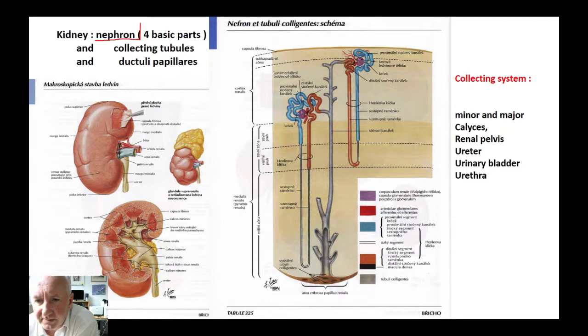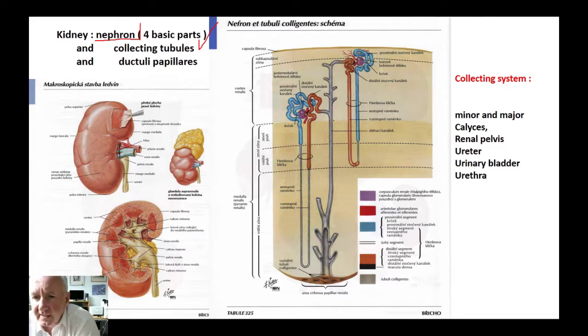Then the proximal tubule. Then the loop of Henle, descending limb, ascending limb. Then the last and fourth part of the nephron, the distal tubule. So please, the nephron has four basic parts: renal corpuscle, proximal tubule, loop of Henle, and distal tubule. These four parts are forming each nephron.